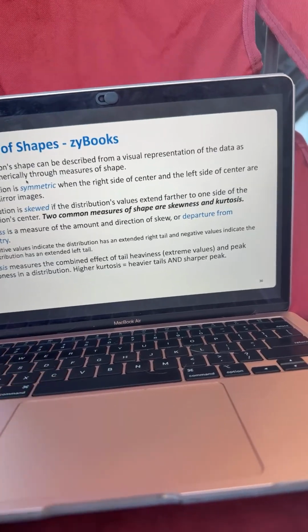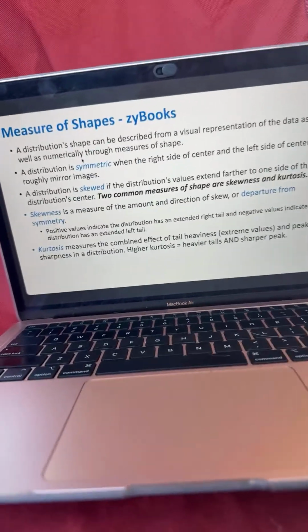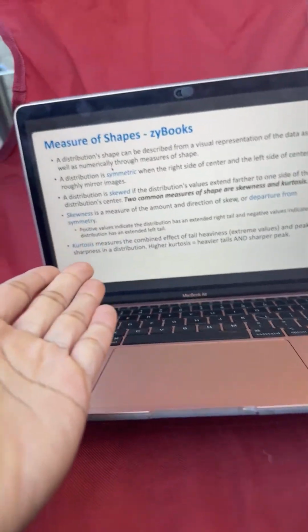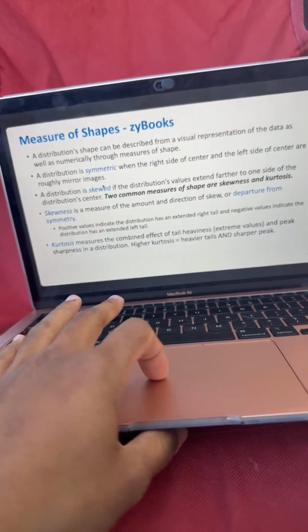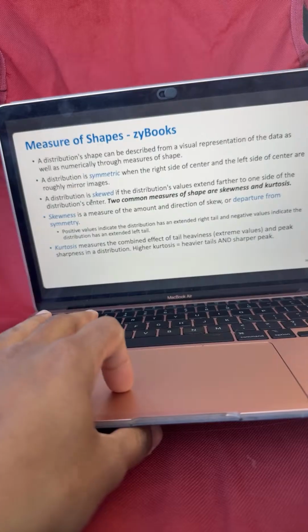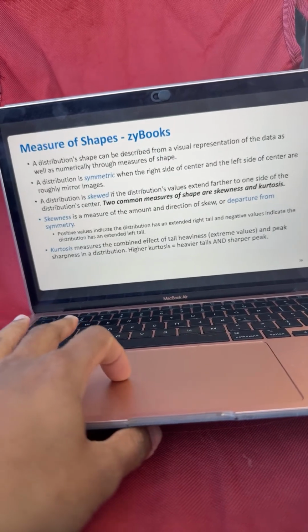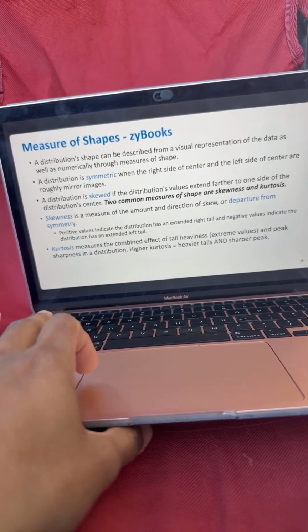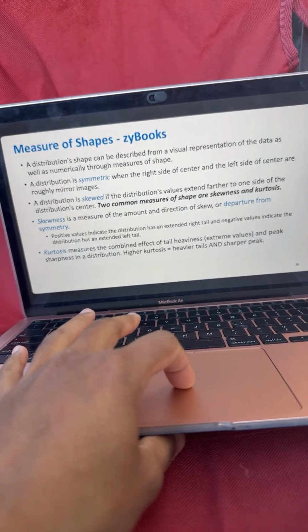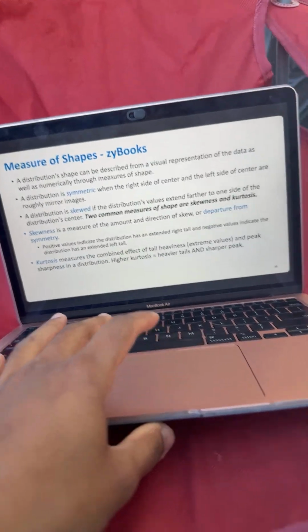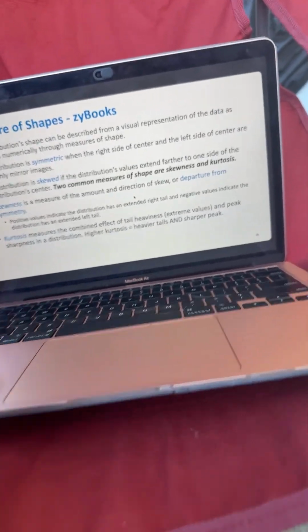Slide 36. We have 8 slides left. So the measure of shapes is a distribution: symmetric, skewed, symmetry, kurtosis. A distribution is skewed if the distribution's values extend far. Two common measures of shape are skewness and kurtosis. Skewness is a measure of the amount and direction of skew, or departure from symmetry.